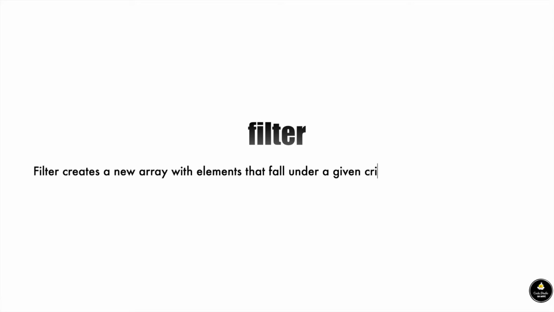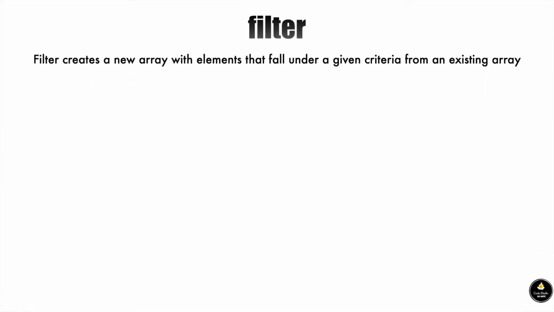Filter. So, filter creates a new array with elements that fall under a given category from an existing array. Like the map function creates a new array, in the same way a filter function creates a new array. So we use filter if we already have an array and we want to grab certain values that match a criteria from that old array. That particular criteria is referred to as a condition.